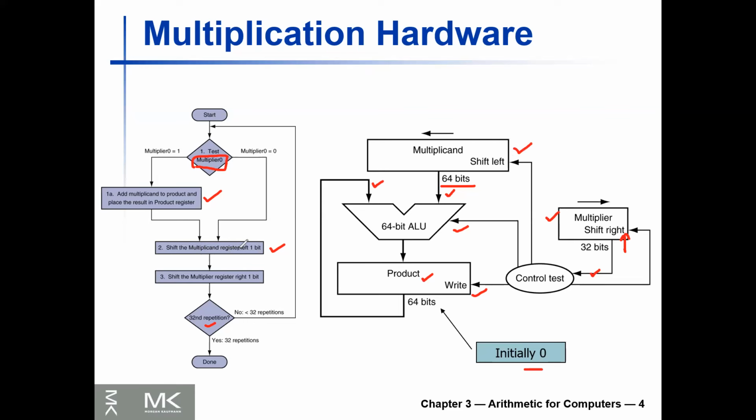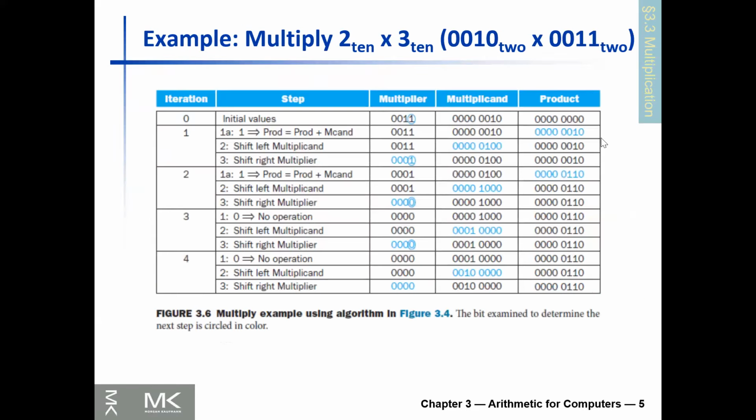This is one thing. Once this step is done, then this step. Then the third step is to shift right the multiplier. So again, one signal goes here to shift right 1 place. This is how this hardware will be working basically. Now moving towards the actual example. Now please check this one, girls.